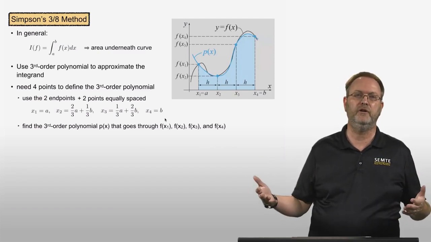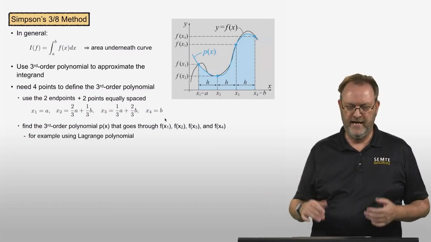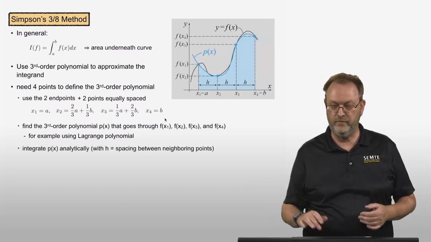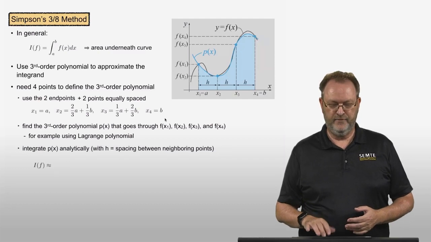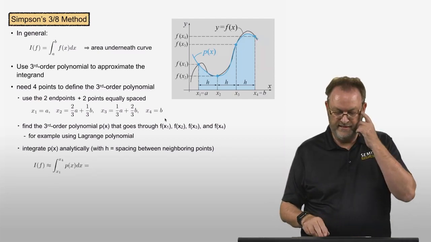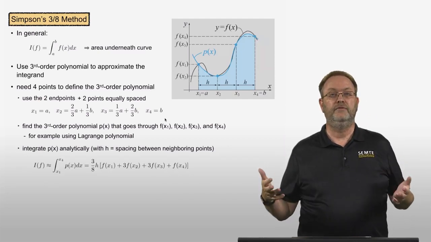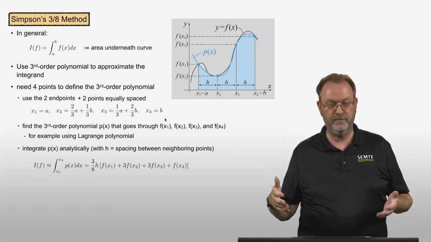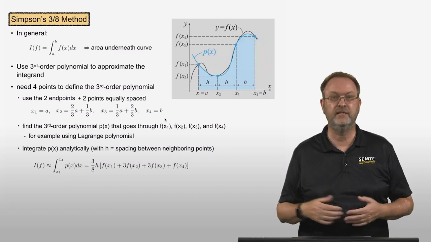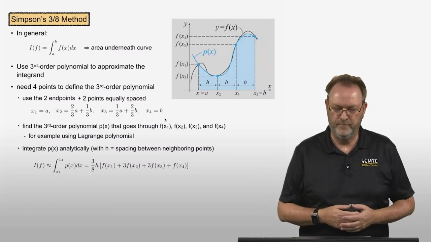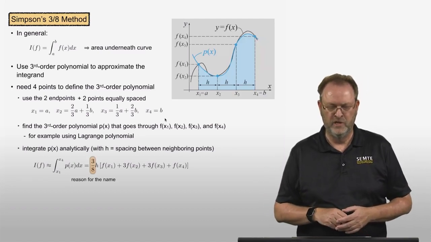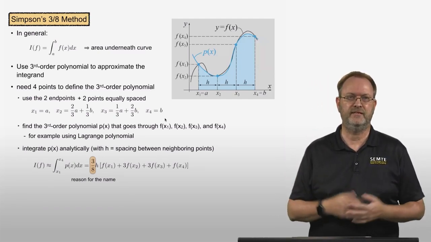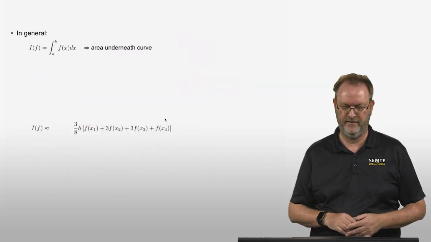We could use Lagrange polynomials. Then we would have to analytically integrate this, assuming that the spacing is equal between neighboring points. And if we go through these steps, we'll find that this integral would be 3/8 times h times f at the first point, plus 3 times f at the second point, plus 3 times f at the third point, plus f at the fourth point. And you see the prefactor here is 3/8. That gives the method its name, Simpson's 3/8 method.